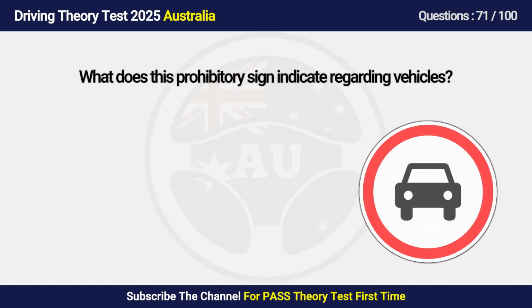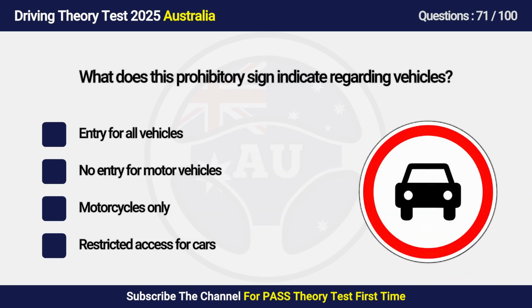Question 71. What does this prohibitory sign indicate regarding vehicles? A. Entry for all vehicles. B. No entry for motor vehicles. C. Motorcycles only. D. Restricted access for cars.